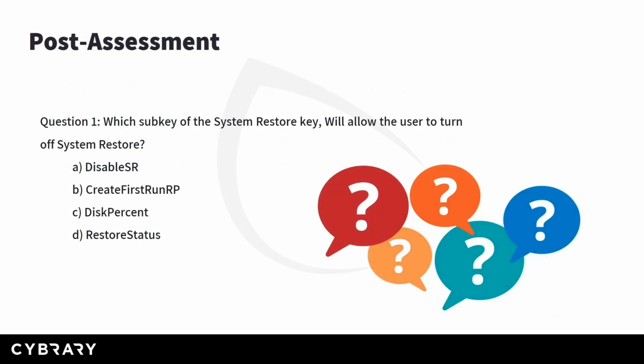Okay, here's a quick question for you. Which subkey of the System Restore key will allow the user to turn off System Restore? Do you think it's A, disable SR, or B, create first run RP, or maybe C, Dix%, or D, restore status? If you said A, you are correct. Turning off System Restore monitoring will remove the System Restore points from the logical file system.